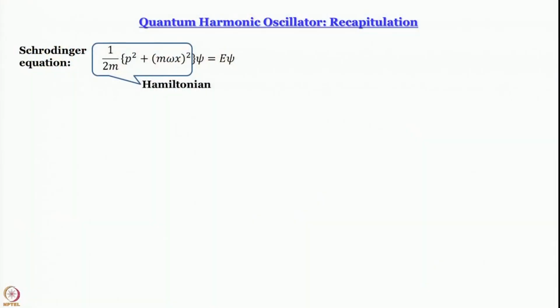We have studied the Schrodinger equation for the quantum harmonic oscillator, and starting from the elementary form, we have rewritten it slightly in terms of momentum. 1 by 2m multiplied by (p squared plus (m omega x) whole squared). This is the Hamiltonian. It operates on psi to give us E psi.